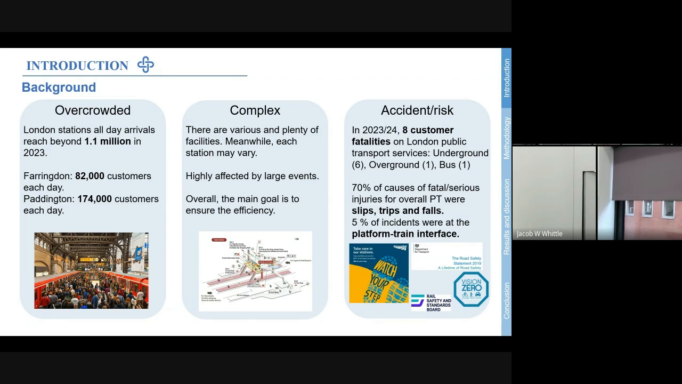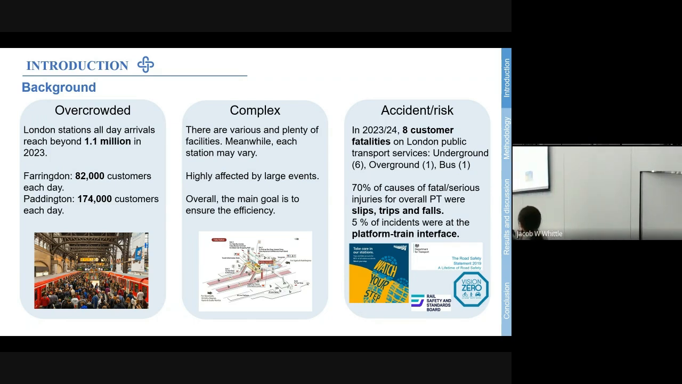This fact has raised concern among some organizations and the authorities, especially the Vision Zero plan that aims at eliminating deaths and serious injuries by 2041.